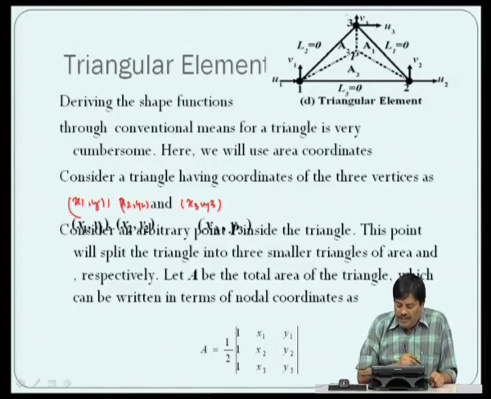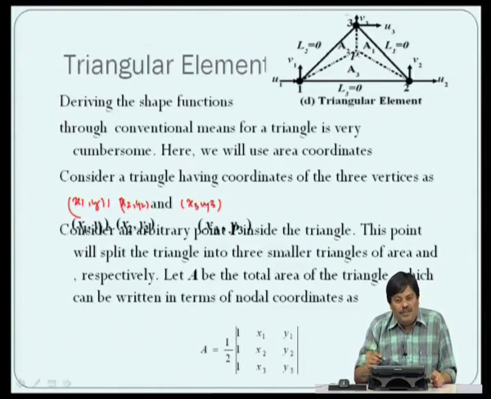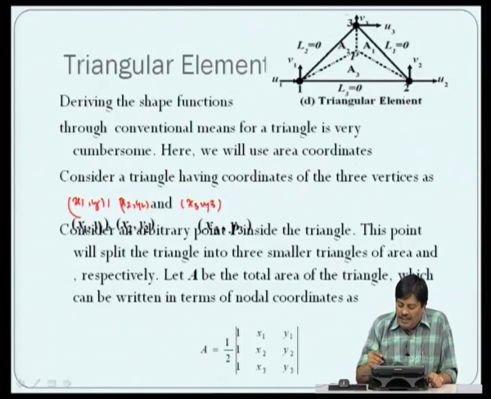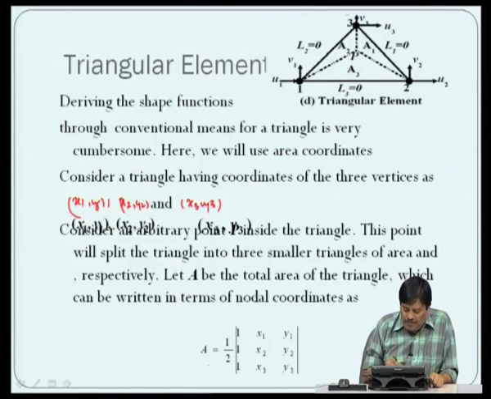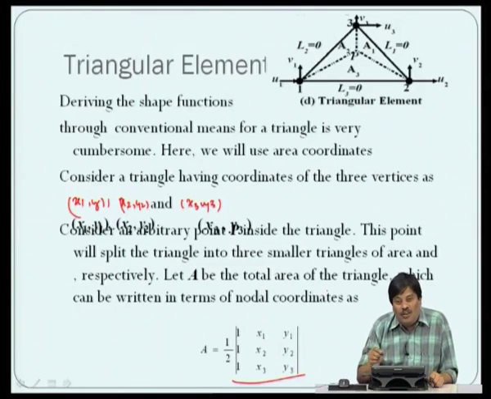What we will do here is take any point for which we require a coordinate. We split this into 3 areas, which we call A1, A2, A3. The area can be got from the coordinates. If A is the total area of the triangle, it can be got from the expression given here, which is the determinant of this, where x1, x2, x3 are the rectangular coordinates of the original element.